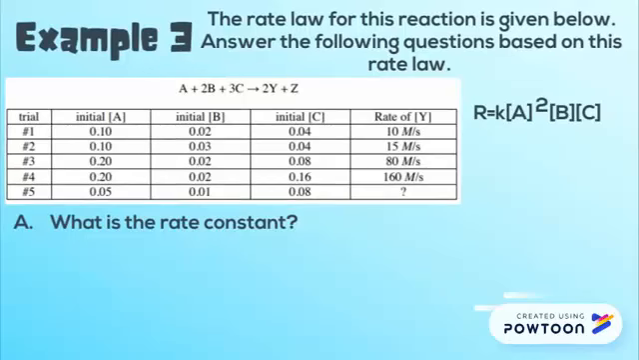For question 3, we are already given our rate law with the orders plugged in. For part A, we want to determine the rate law constant. Here we want to take the trial data, any one of the trials will work, plug it into our equation, and solve for K. Pause the video and see if you can determine the rate law constant on your own.